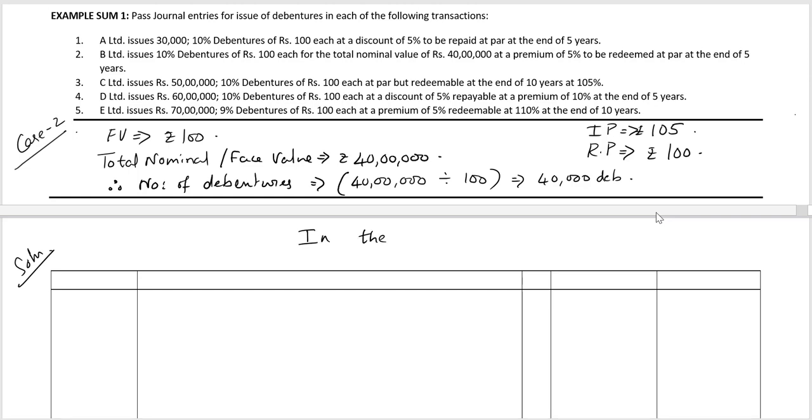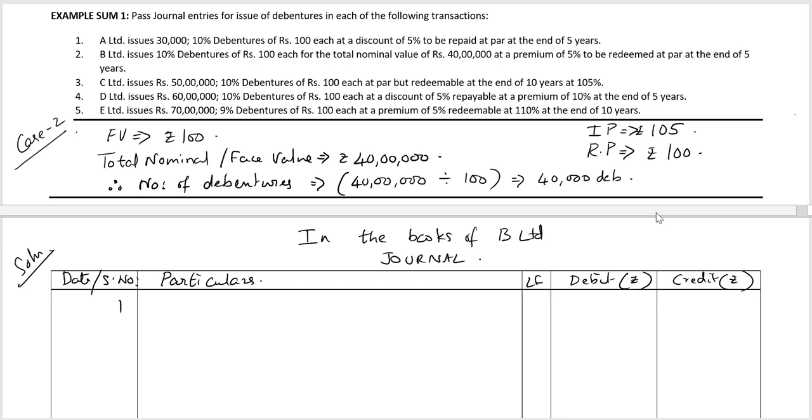In the books of B Limited, journal, date/serial number, particulars, LF, debit rupees and credit rupees.